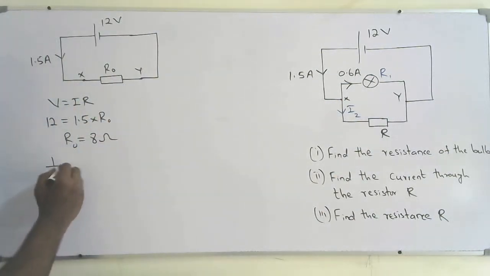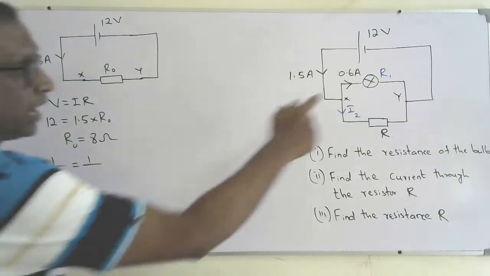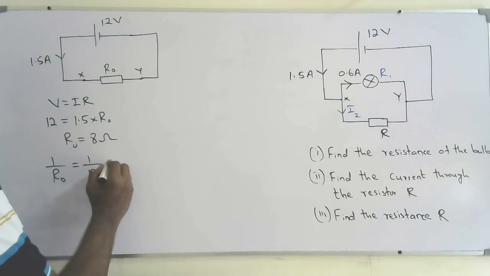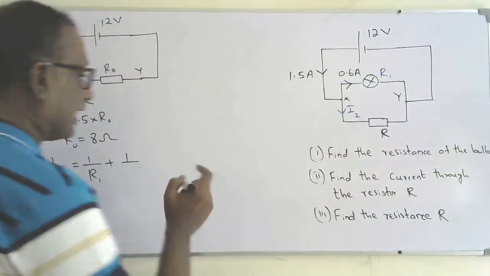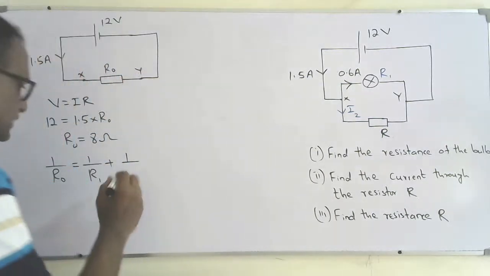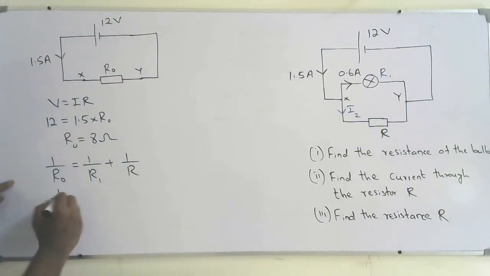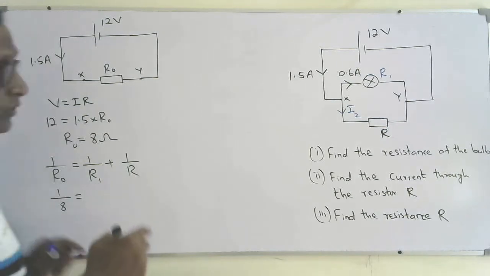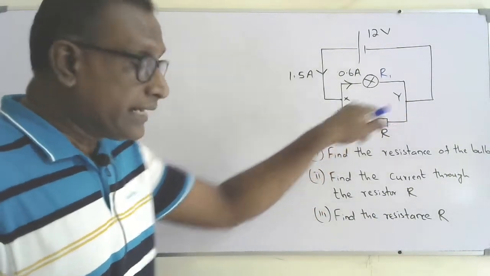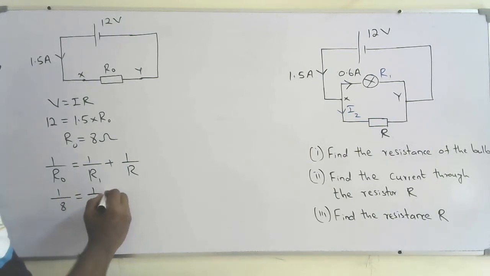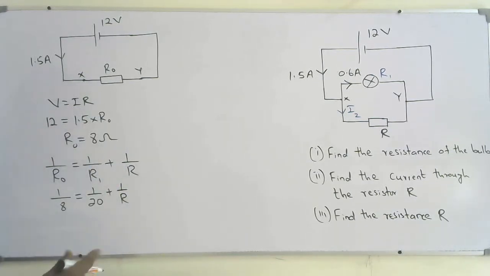Now I can say 1 over R naught equal 1 over R1 plus 1 over R. I can call it R2 if I want, or I can call it R. I'll just put 1 over R. 1 over R naught is 1 over 8 equal 1 over R1. We found R1 in the first part, that is 20 ohms. 1 over 20 plus 1 over R. This is a long step, but anyway I can find the R from here. 1 over 8 minus 1 over 20, then solve it and take the reciprocal. You will get the same answer as what we got earlier for the third part. You will get 13.33 here also.